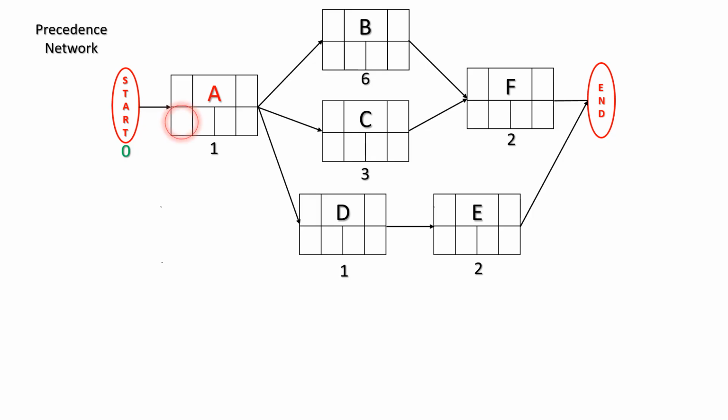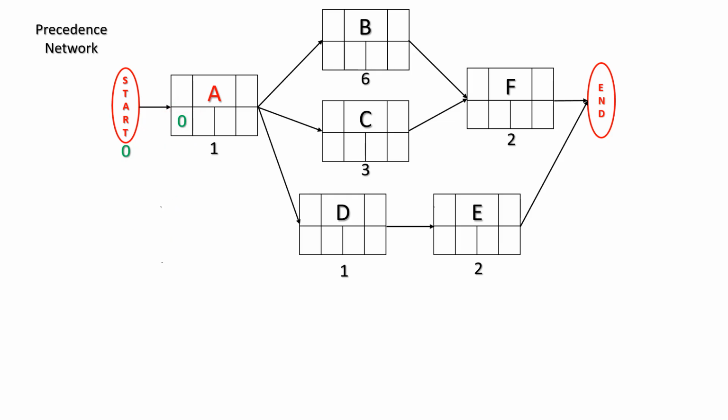Now the question becomes, what is the earliest we can start activity A? And the early start is the earliest an activity can start after completing all the predecessors. In this case, there is only one arrow coming into A, and that comes from the start node, which is set to 0. So we move the 0 into the early start of activity A.